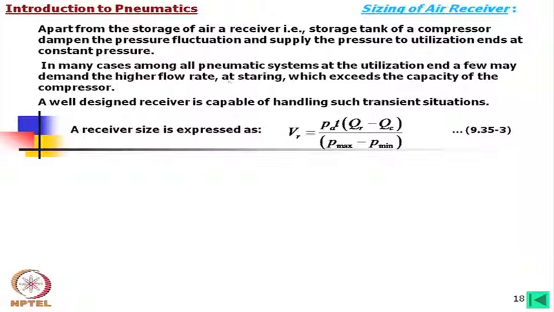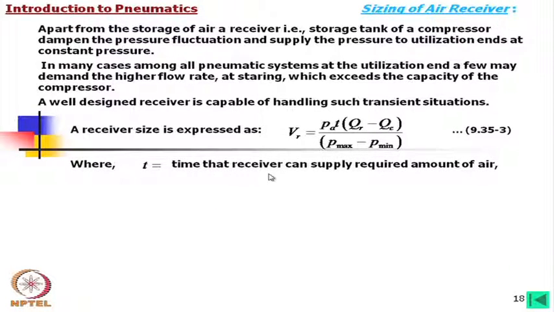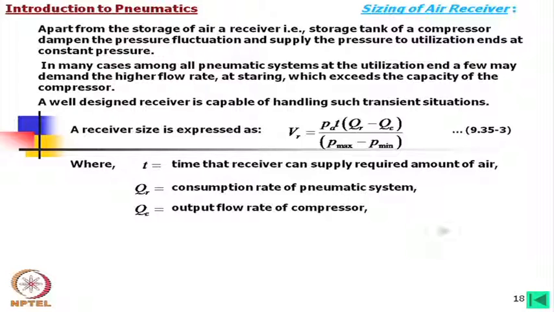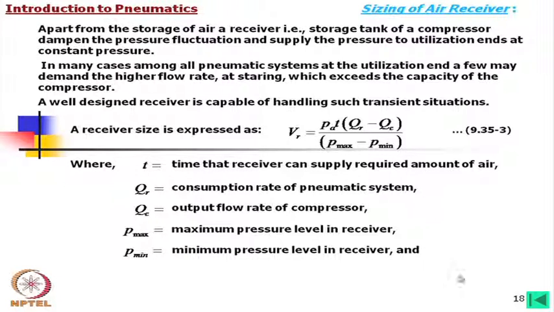That means, from time to time you need more excess air to flow. Reservoir size is expressed, and depending on the plant, we have to find out the reservoir size. This is expressed by this formula, where T is the time that the receiver can supply the required amount of air, QR is the consumption rate of the pneumatic system, QC is the output flow rate of the compressor, P max is the maximum pressure level in the receiver, P min is the minimum pressure level in the receiver, and VR is the receiver size.